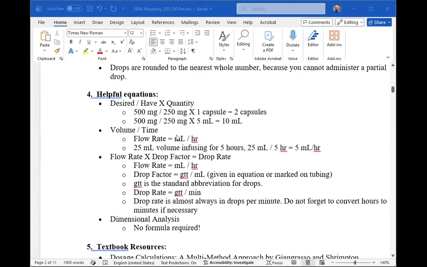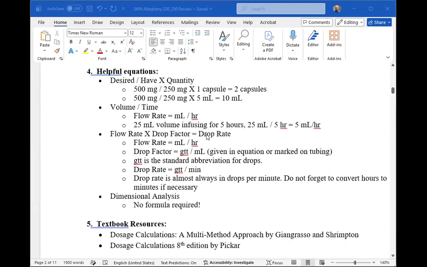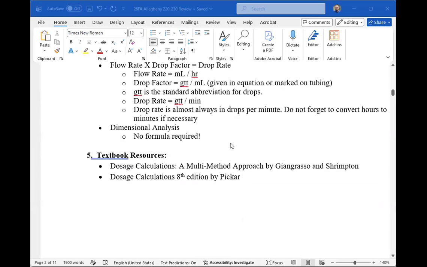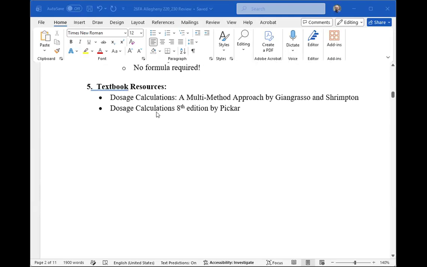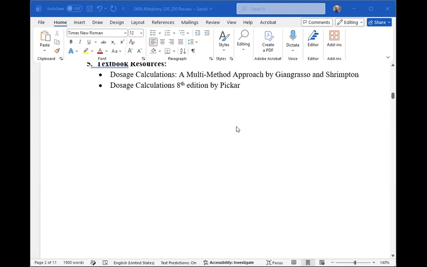We will go over and discuss again just some of the helpful equations, reviewing flow rate and drop factor. And then I'll remind you how much I love dimensional analysis and why you should as well. Just kidding. You can use it if you want to, but you don't have to. And these are some additional textbooks if you need them for reference. Sometimes you find the earlier editions, you can find them on Amazon for not too terrible of a price.